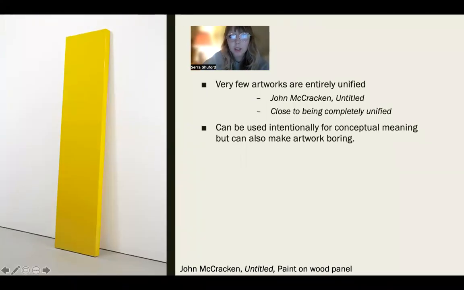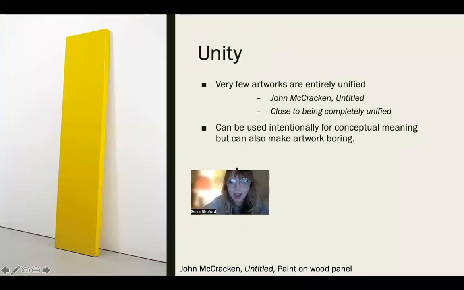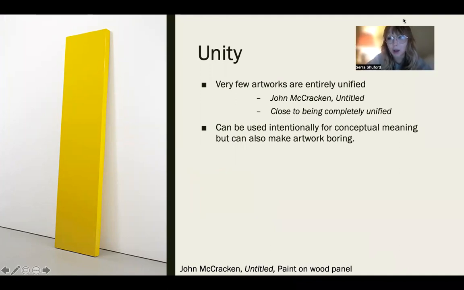So with unity, there are very few works that are entirely unified. If a work is entirely unified, I wouldn't say from a general sense that it's going to be a successful work of art. Now, I know you've all heard the phrase you have to know the rules to break the rules. And that's something you can think about with the elements of design or principles of design. We do have to understand the rules. There are rules to making artwork, but that's not to say that you can't break the rules. You just need to know the rules before you break them.